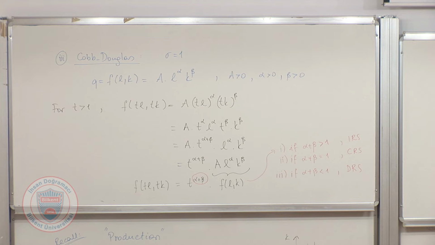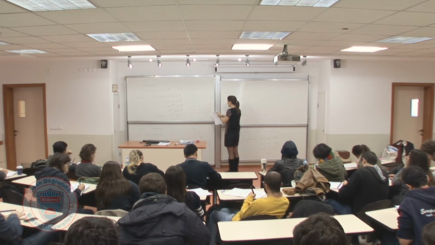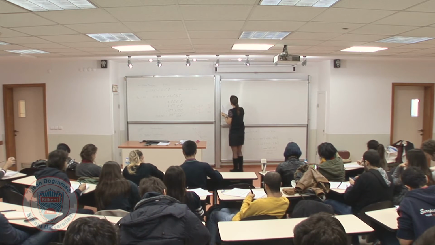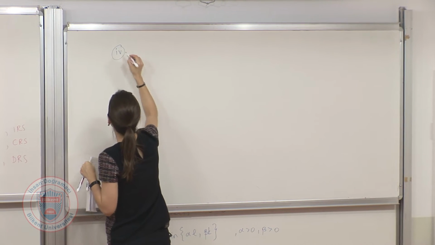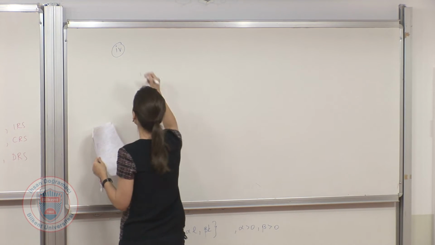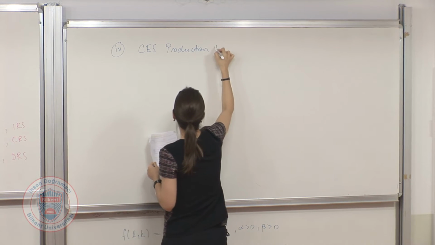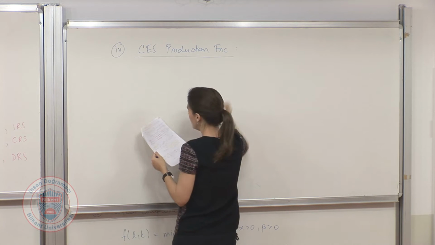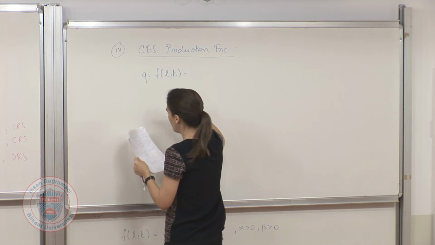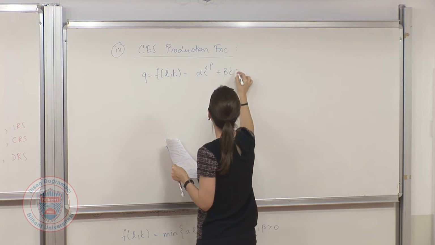CES, right? Constant elasticity of substitution form. Now in production theory, mostly we write it like this. So let's think of the fourth case, the one which was covering all these three cases. So it was a CES production function, constant elasticity of substitution. We can write it like this, and I'll tell you why. Alpha L to the power rho, beta K to the power rho.